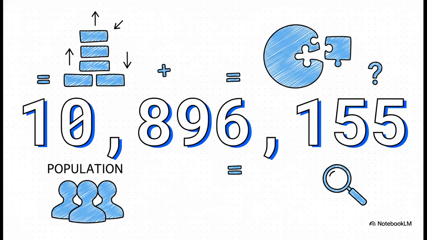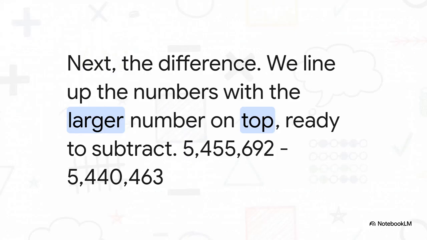And boom, there's our answer. We just use our column addition, carrying over where we need to, and we find out the total population is 10,896,155. That's part 1 of the puzzle solved. All right, next up, the difference. Same deal. We line up the numbers perfectly with the bigger number, Greater Accra, on top. And now we're all set to subtract.